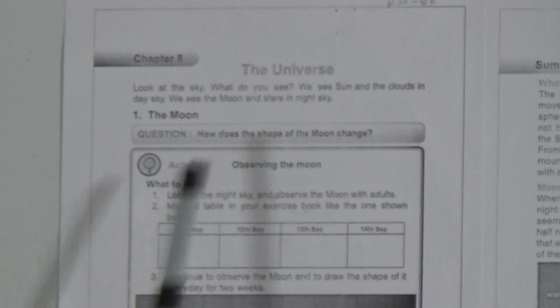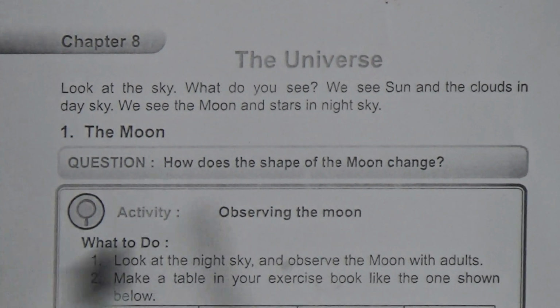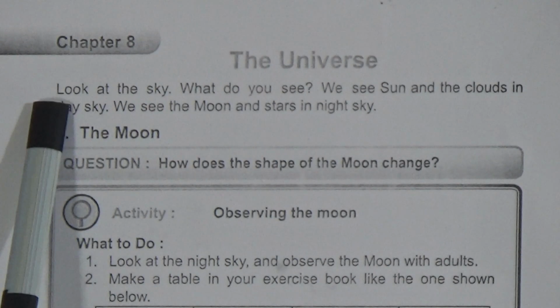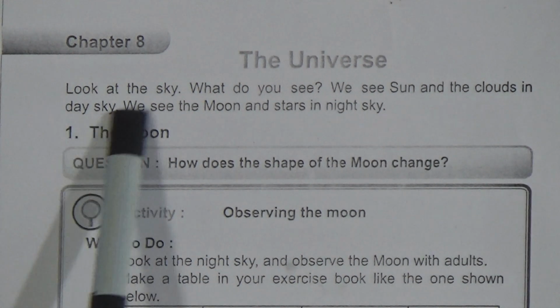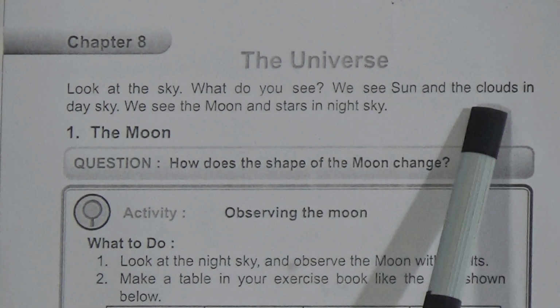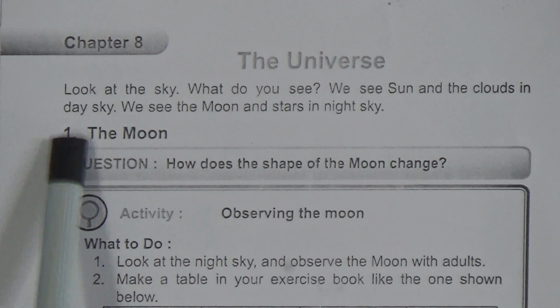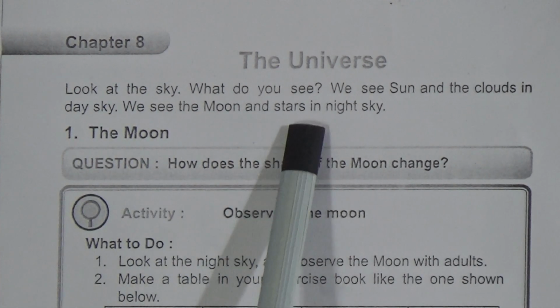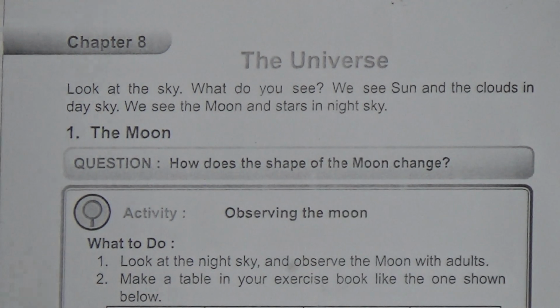Look at here, this is chapter 8 and the name of this chapter is the universe. And this is page number 56. Let's see what is written here. Look at the sky. What do you see? We see the sun and the clouds in the day sky. We see the moon and stars in the night sky.